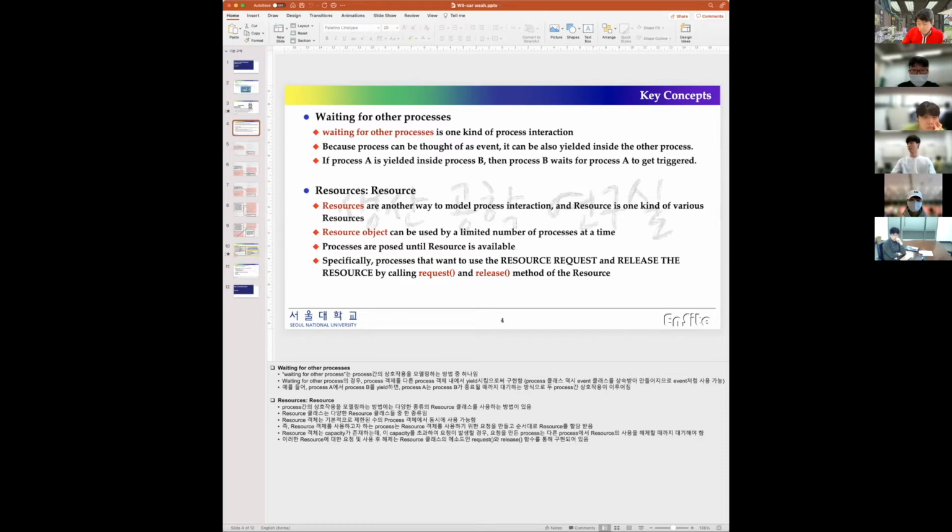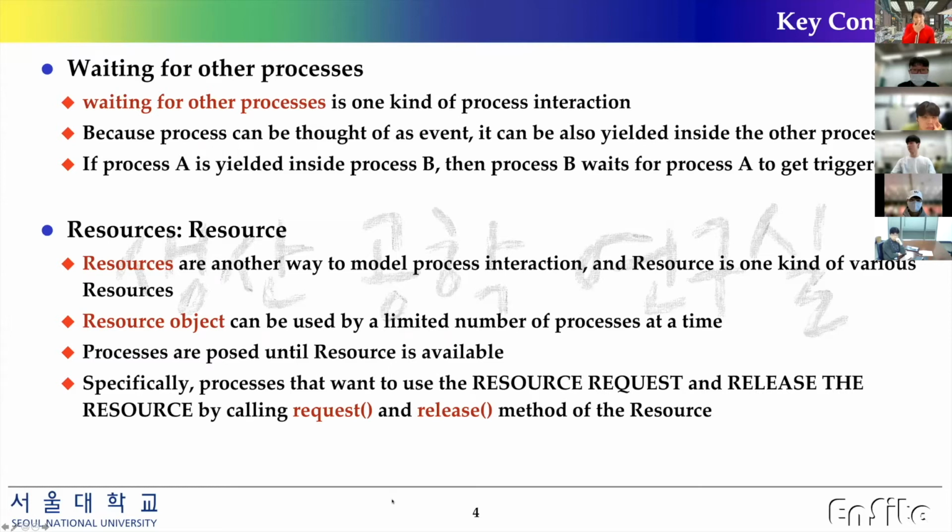And for this resource object, if we assign the request resource command inside of the process class, then this process will be paused. It means that it will be stopped at that point until the assigned resource is available. And specifically, the process that wants to use the resource requests or releases the resource by calling the request function or release function.